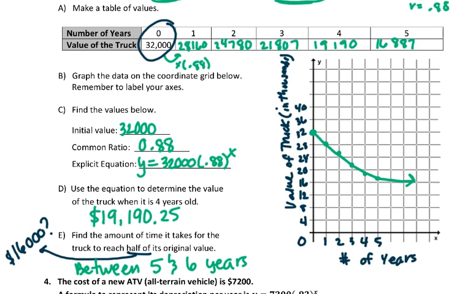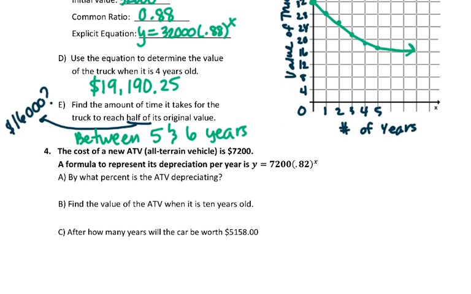All right, we're almost done. Hang in there. Last one. The cost of a new ATV is $7,200. A formula that represents this, so this time they're giving us a formula, is right here.